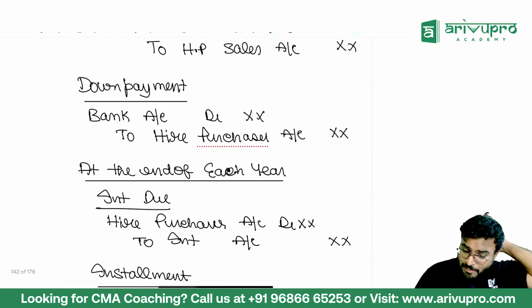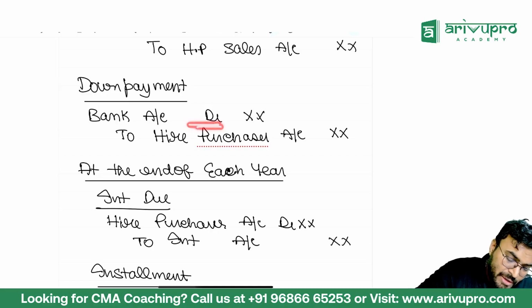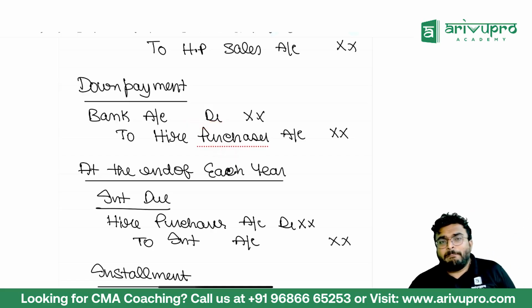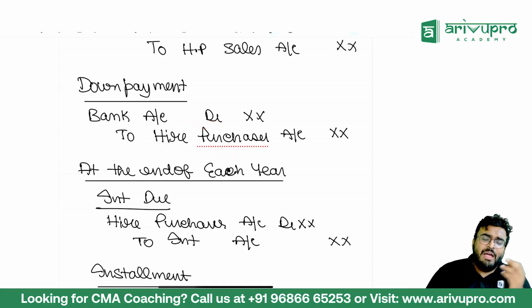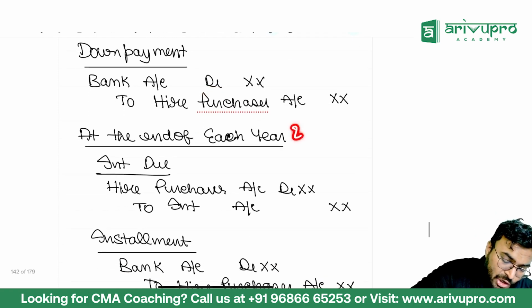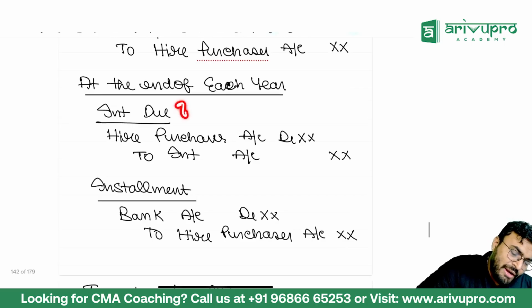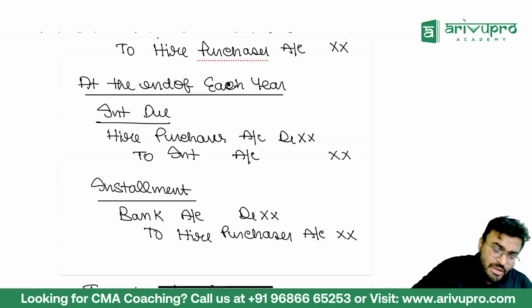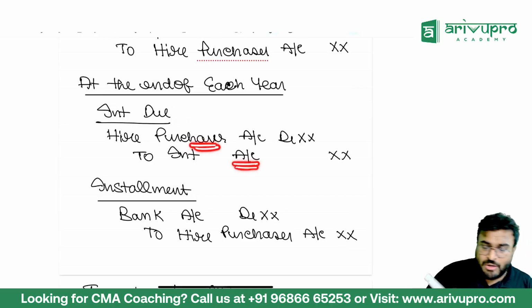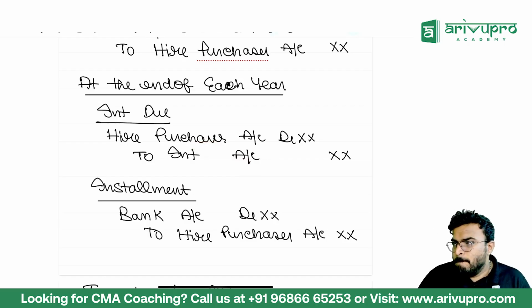In down payment, what happens? Bank account debited to hire purchaser account. Bank account debited because we get money, hire purchaser is credited. At the end of each year, what we are going to do? Interest due. We have to get interest. So hire purchaser account debited to interest account.